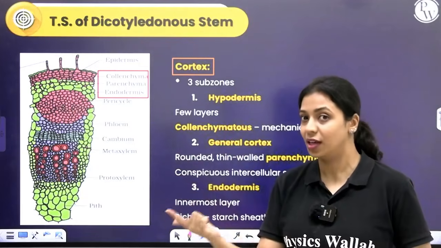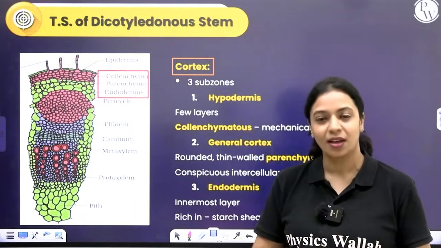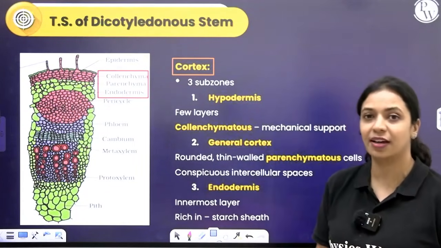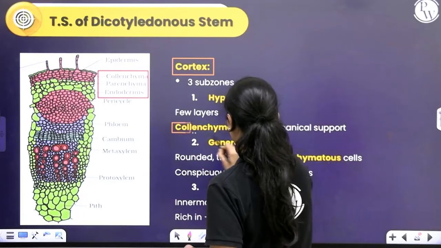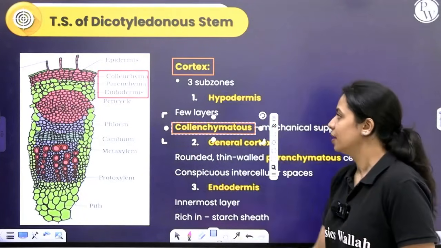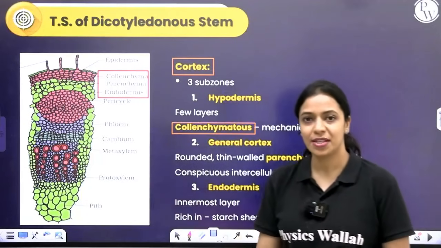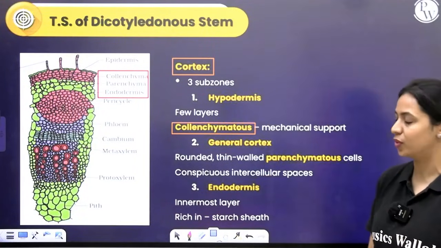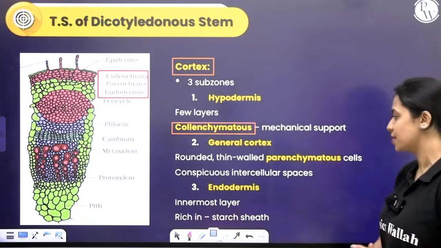I've told you earlier when I explained about CsC that in dicot stems, in the hypodermal region you can find CsC. So here in the hypodermis there are a few layers of CsC present. It's represented by red color. Right below the hypodermis, you have parenchymatous general cortex. This is similar to the cortex we found in the root. Parenchymatous, rounded, thin walled with intercellular spaces.